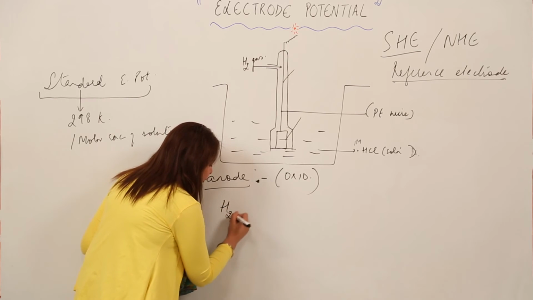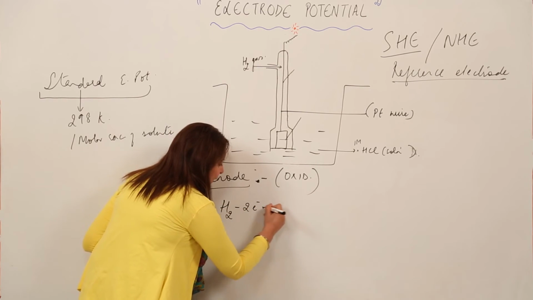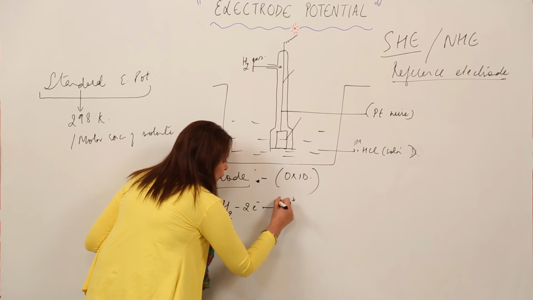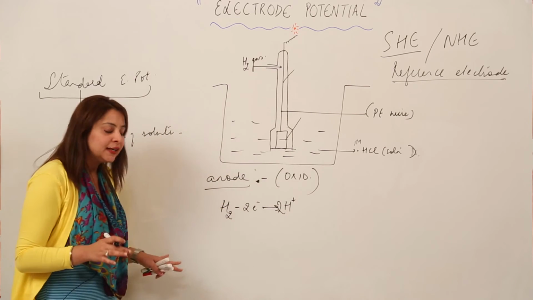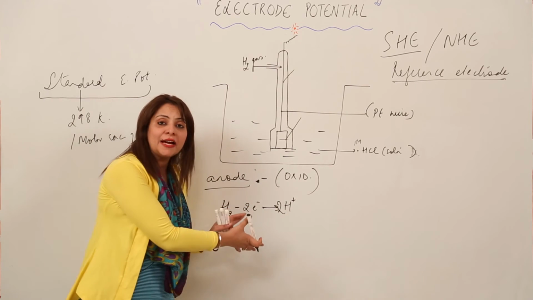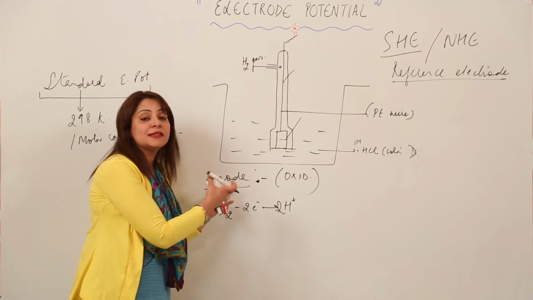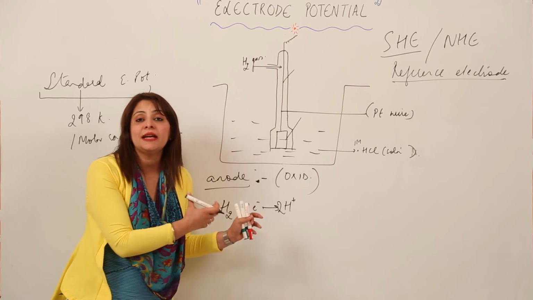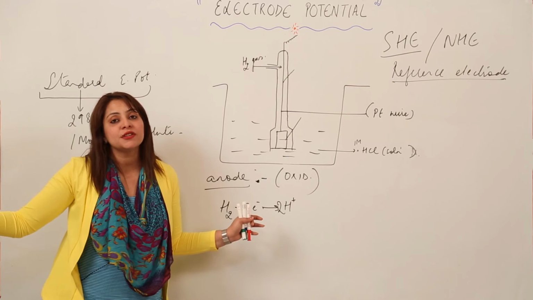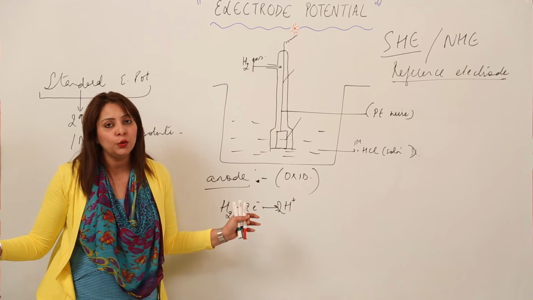So this is what I am showing here with the reaction. Oxidation means we have hydrogen gas. It will lose 2 electrons and form 2 hydrogen ions, right. So if you get to see this kind of reaction occurring, that means it is undergoing oxidation and it acts as anode, and the other cell which is attached to it will act as a cathode, right.